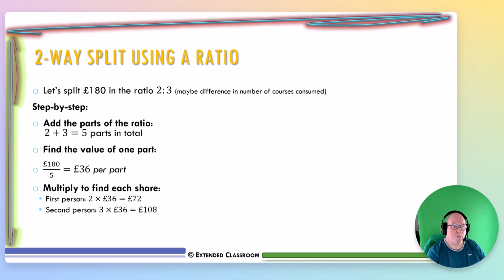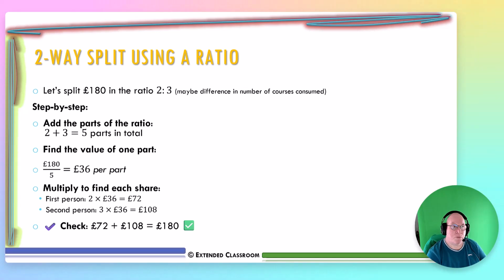So therefore, if we're working it out for the first one, it would be 2 times the £36. So for the 2 part, it's £72. For the 3 part, it's £108. And we check that by working on the £72 plus the £108, and we just check the total.